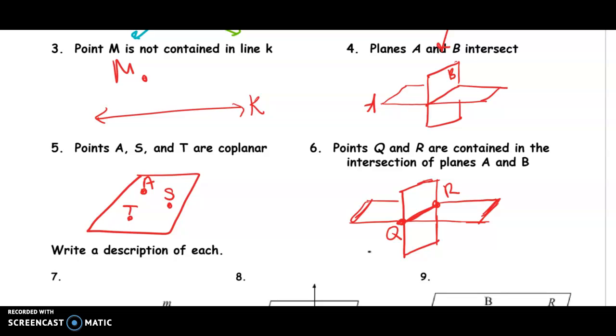So here I've drawn my pictures. Yours obviously may have looked slightly different. For number 5, the important thing is that all 3 of your points are in a plane. So you need to draw out your plane, your rectangle, whatever it is, and then draw your points on it. Number 6, P and Q are contained in the intersection of planes A and B. You can draw it this way, or you can think about drawing something like this. There's plane, there's your Q, and there's your R. So you can kind of draw it as the edge of a cube if you wanted to.